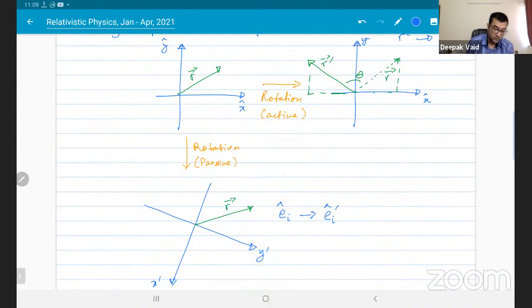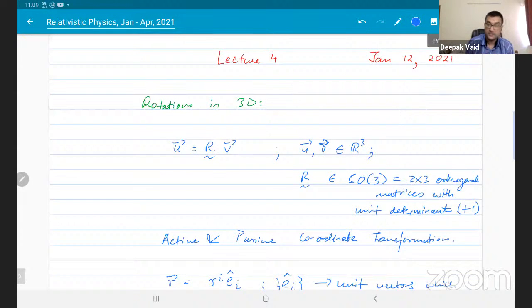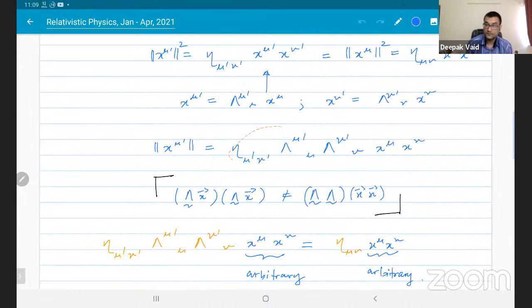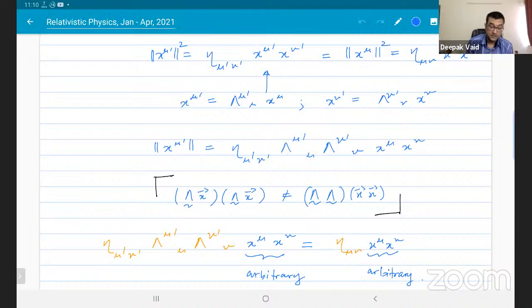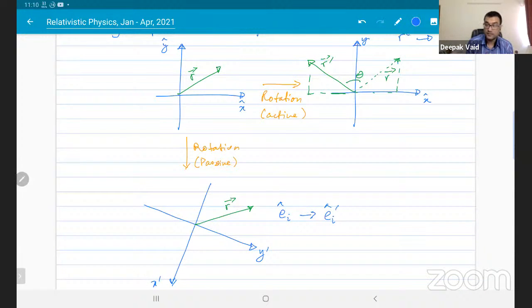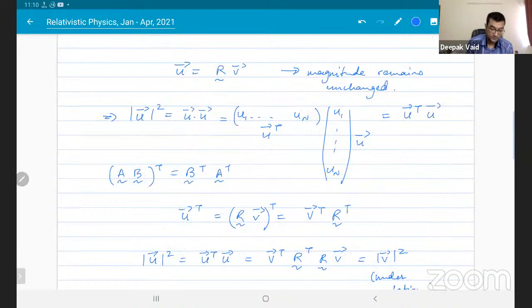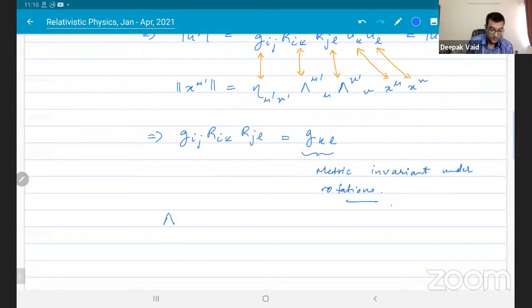So what can we say about these matrices? These matrices are also orthogonal matrices by exactly the same reasoning. These are orthogonal matrices. They also have unit determinant +1. So this lambda mu prime: these are orthogonal matrices with determinant +1.